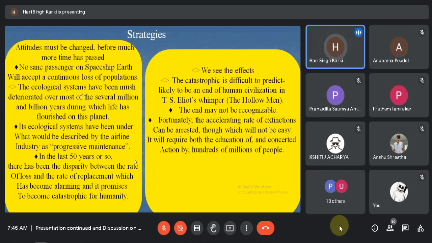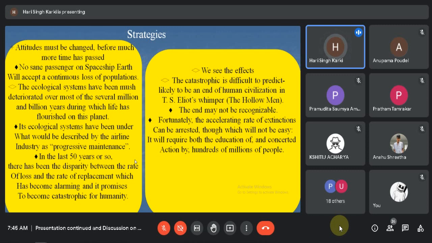Its ecological systems have been under what would be described by the airline industry as progressive maintenance, but not progressive maintenance that occurs continuously and regularly. We can see in the last 50, 60 or 70 years or so, there has been a disparity between the rate of loss and the rate of replacement, which has become alarming to humanity, to the earth, to nature.